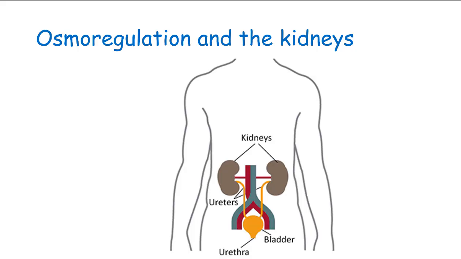So this next little section is on osmoregulation and the kidneys. Osmoregulation is an example of homeostasis, which is just maintaining a constant internal environment despite what's going on outside. And in this case, osmoregulation is controlling the concentration of water in the blood.